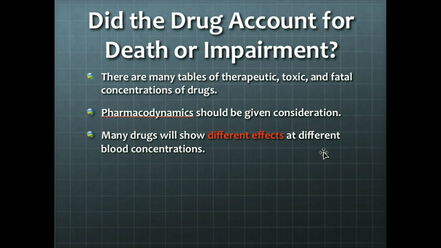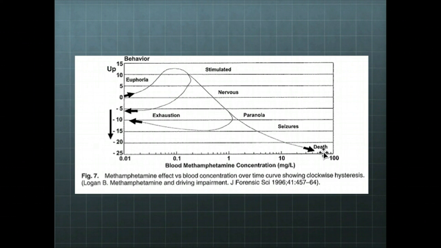pharmacodynamics. Many drugs will show different effects at different blood concentrations. The hysteresis curve for methamphetamine is shown on the next slide. Hysteresis is behavioral effects versus blood concentrations. And let's take a look at that. This is the hysteresis curve for amphetamine. Shortly after dosing, the predominant effects are euphoria, relief from fatigue, nervousness, stimulation. At a later time, the effects are confusion, paranoia, exhaustion.